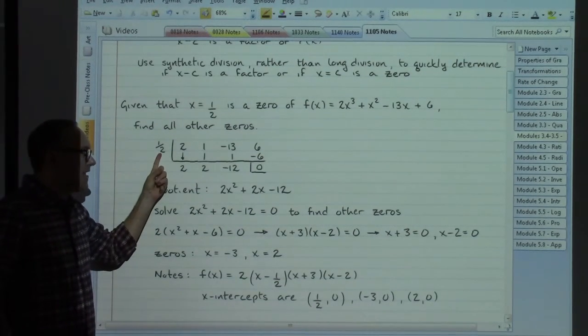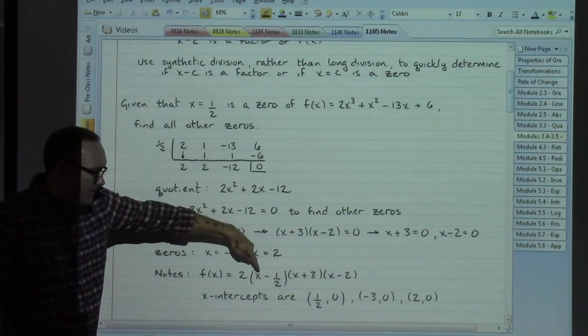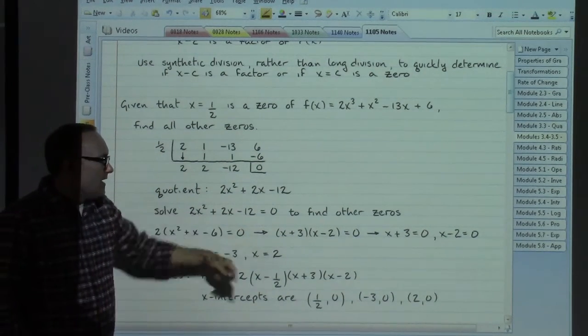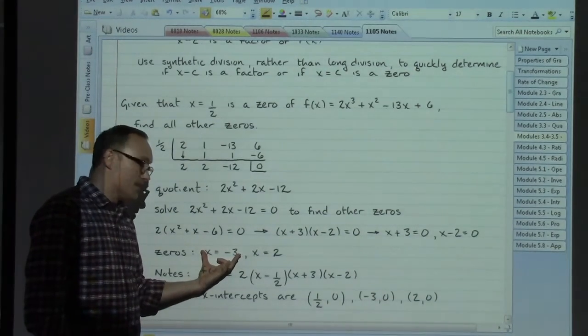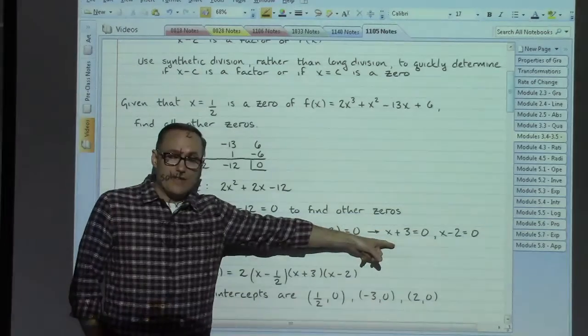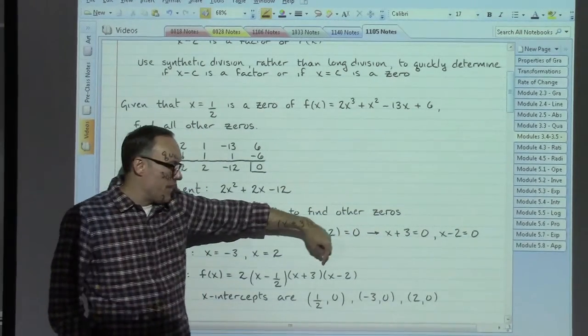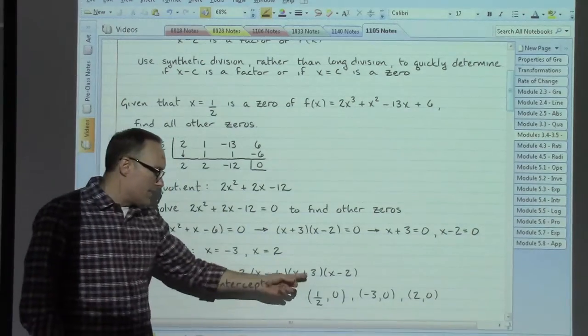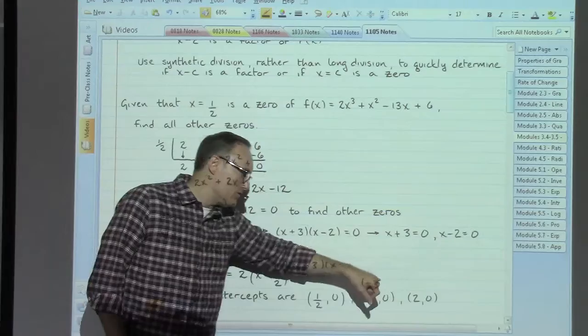If they told us that x equals 1/2 is a ZERO, x minus 1/2 is a factor. If we have discovered x equals negative 3 was a ZERO, we found that that directly came from factoring. So x plus 3 is a factor. Same for x equals 2 is a ZERO, it came from the factor x minus 2.